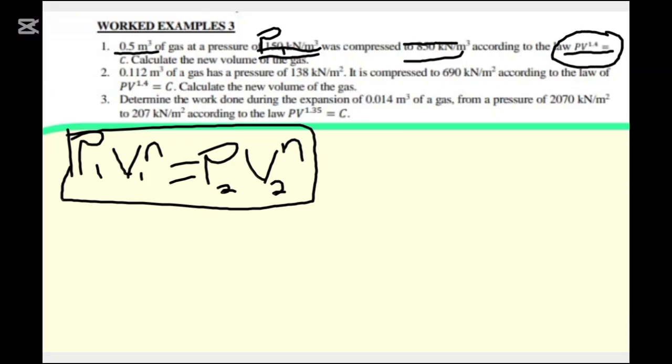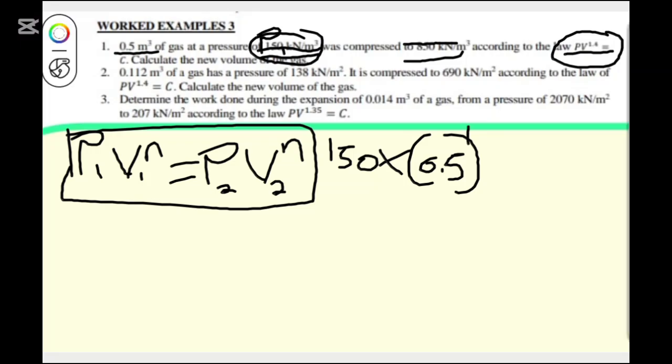PV raised to the power of 1.4, where 1.4 is the value of N. So I have to apply the formula. The value of P1 is 150, so I say 150 multiplied by V1. The value of V1 is 0.5 raised to the power of N, which is 1.4, and it is the same thing as the value of P2, which is 850.